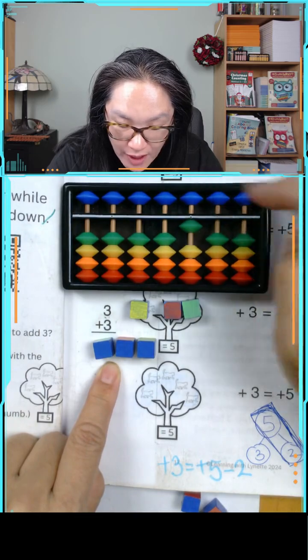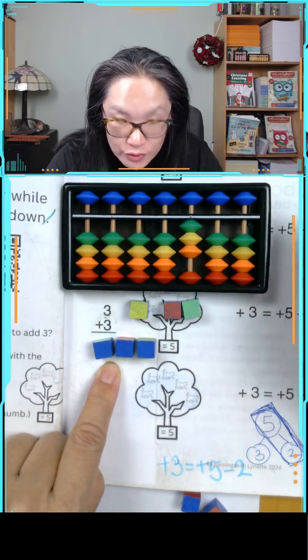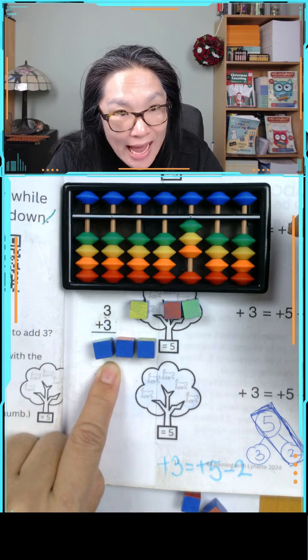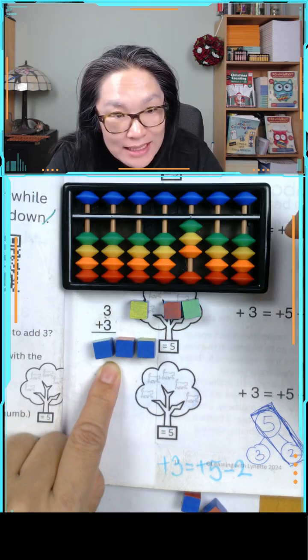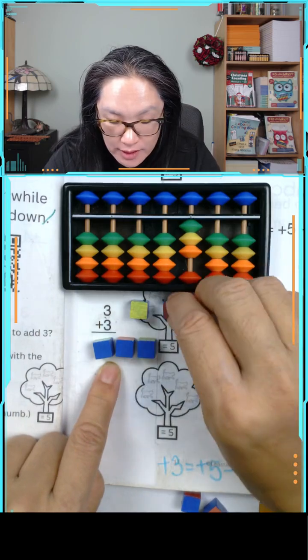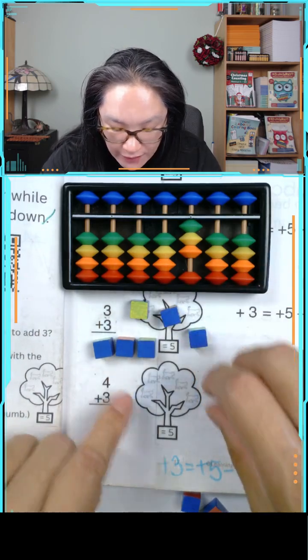You break the 5 and you add back the 2. If you know how to add, you know how to subtract. It's exactly the same, just the opposite, right? Same thing.